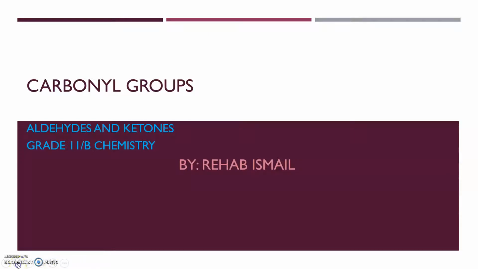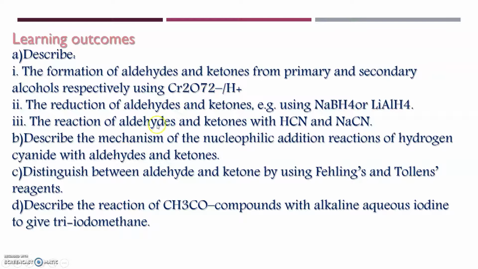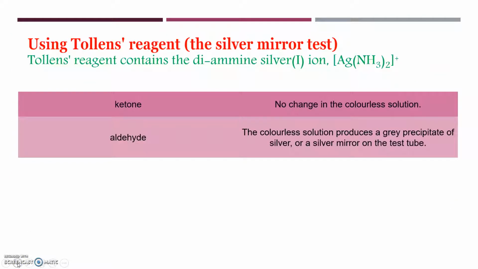Again, let's take a look at the learning outcomes. Distinguish between aldehydes and ketones using Fehling. And today we're going to learn about the Tollens reagent. The Tollens reagent is also one way to differentiate between ketones and aldehydes. So what is the Tollens reagent?